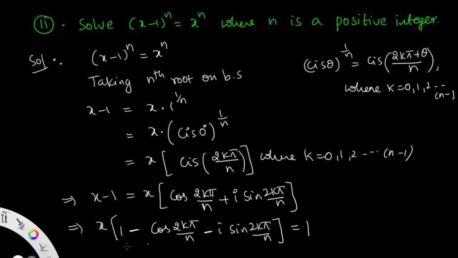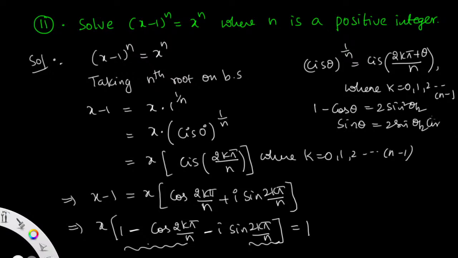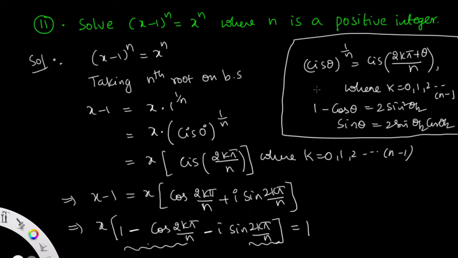Now simplify 1 minus cos 2k pi by n and sin 2k pi by n. That is in the form of a formula: 1 minus cos theta is nothing but 2 sin square theta by 2, and sin theta is nothing but 2 sin theta by 2 cos theta by 2. This is the formula. So here, it is in the form of 1 minus cos theta, and this is the sin theta form. I will write it on the next page.